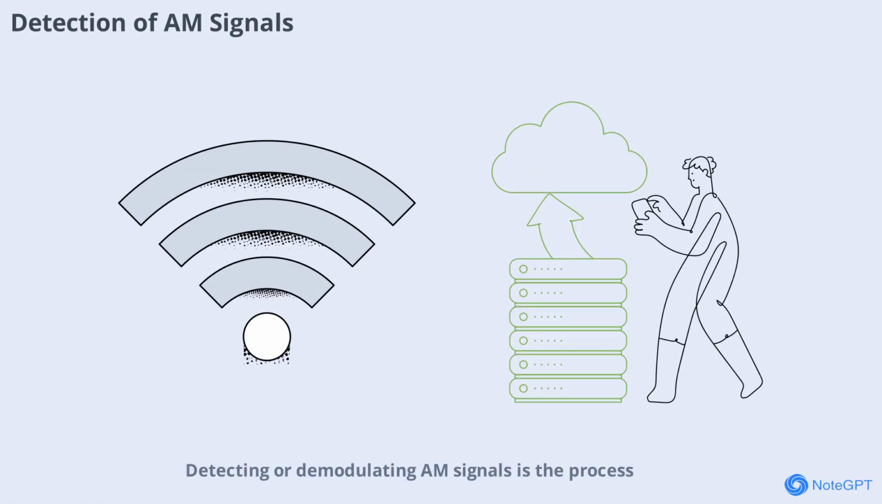Now, let's move on to how AM signals are detected or demodulated. Detecting or demodulating AM signals is the process of extracting the original message from the modulated carrier. There are 2 main methods for AM detection, the envelope detector and the coherent detector. Each method has its own advantages and is suited to different types of receivers and applications. In the following scenes, we'll explore how each detection method works, starting with the envelope detector.